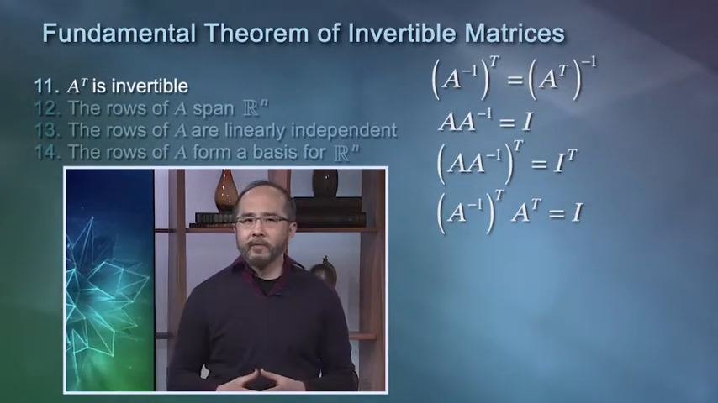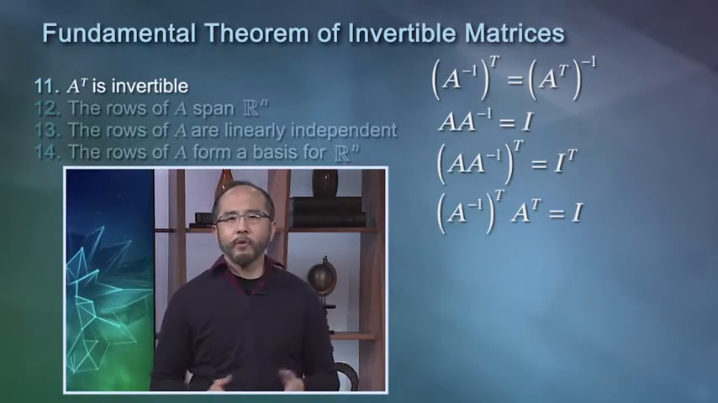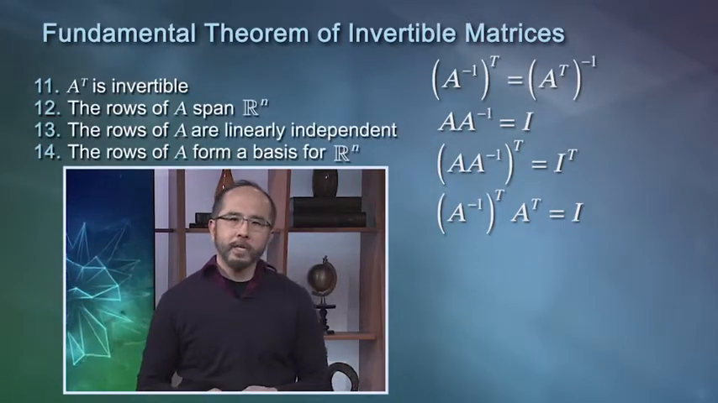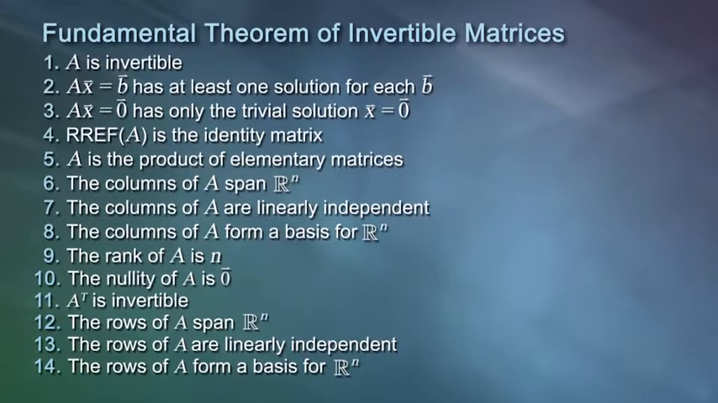Once we have statement 11, from that we see that any statement about columns has a corresponding equivalent statement for rows, which shows statements 12 through 14 are in the collection of equivalencies. And that shows the equivalencies of everything on the list in the invertible matrix theorem. The invertible matrix theorem is an amazing theorem. It shows that the concept of invertibility is an important one because there are so many different ways to characterize it.